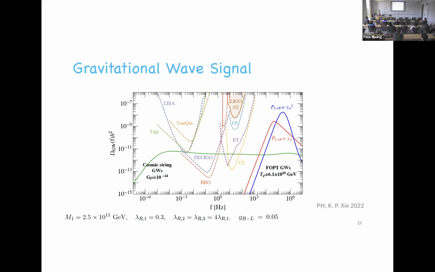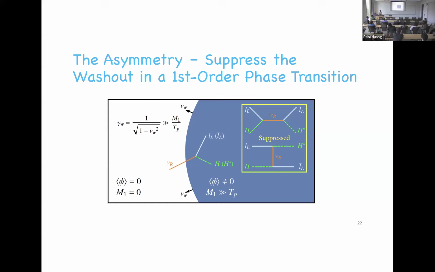Okay, let me show you some signals. The signal from phase transitions are at pretty high frequency, so pretty difficult. But we have the cosmic strings from the U(1) symmetry breaking. So that's the first scenario I want to talk about. So we can suppress the washout from leptogenesis in a first order phase transition. Does that sound good?